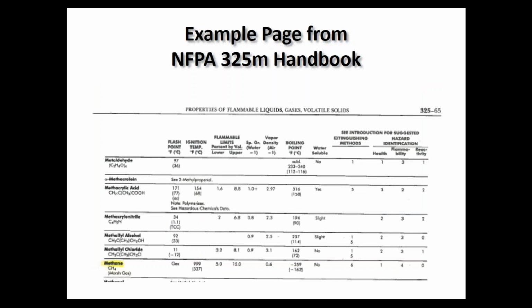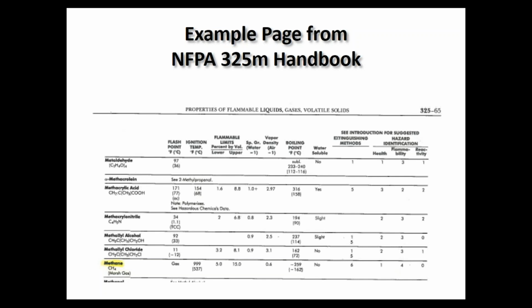When Delphian started out, I think in 1974, but in the early 70s and 80s, there was no internet. And therefore, the Bible used to be the NFPA 325M handbook, where you can get all the information in one book and be able to determine the properties of a specific gas. On this one, I took the page out for methane, showing that it is a gas, so the flash point doesn't exist because it is way, way below anything that needs to be reported.